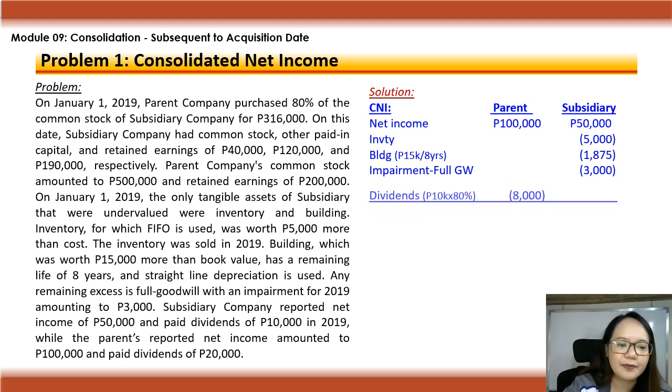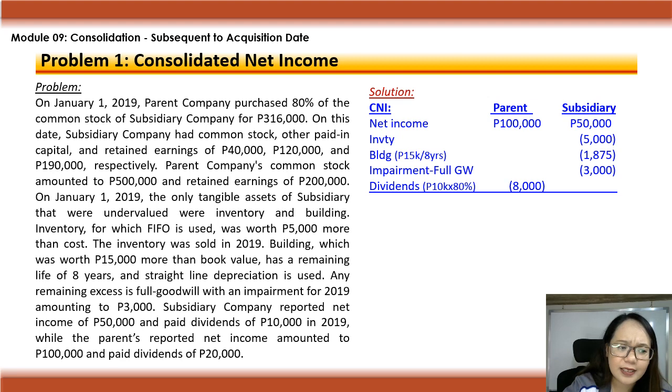Okay? Then your dividends ni parent. Kasi si parent, nag-record siya ng dividend income by how much? The 10,000 dividends declared by subsidiary times 80% na owned ni parent. So, meron siyang dividend income na pumasok dun sa net income mo. So, ibawas mo siya. 8,000. Then, you have 92,000 and 40,125.